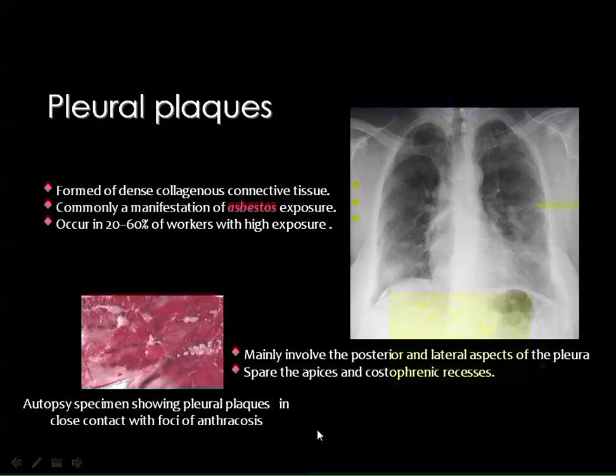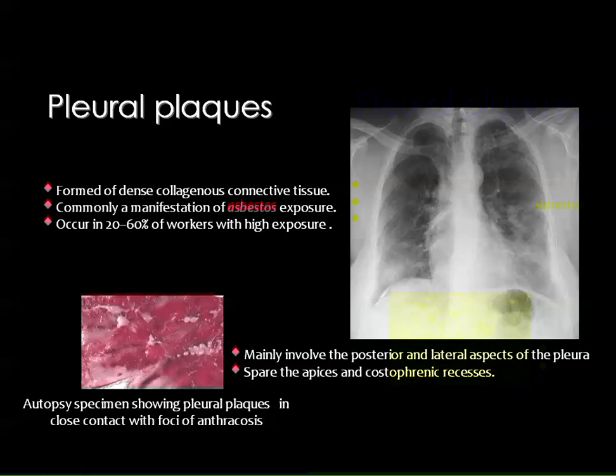We'll start first by the issue of the pleural plaques, which are usually formed of collagenous connective tissue, and there is an intimate relation between the pleural plaques and the asbestos exposure, as you all know. And this is seen in up to 60% of workers with high exposure rate of asbestos. And you should know that most of the pleural plaques occur in the posterior and lateral aspects of the pleura, and this is an autopsy specimen showing the appearance of the pleural plaques.